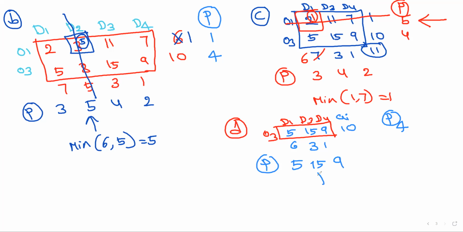So what is the highest penalty? 15. For 15, how much you have to give? 3 or 10. Minimum of 3, 10. So I give 3 for this 15. So 3 is cancelled and 10 minus 3 is 7. And next table is E.